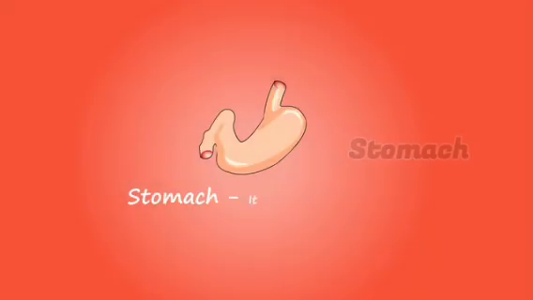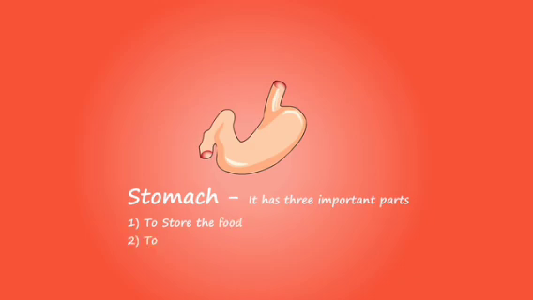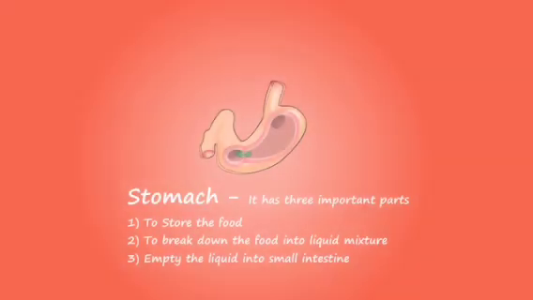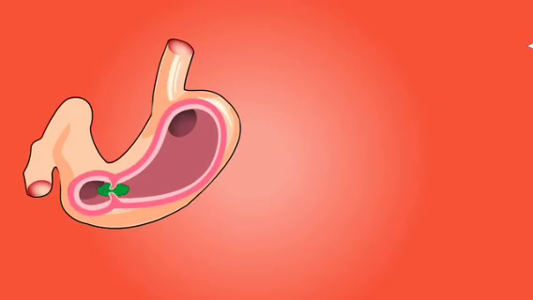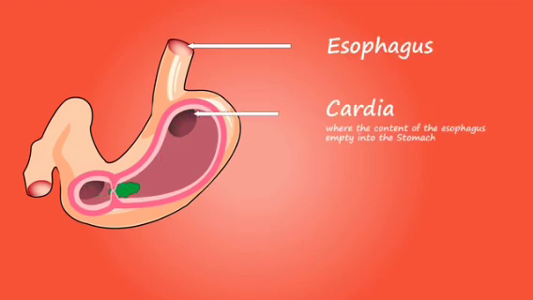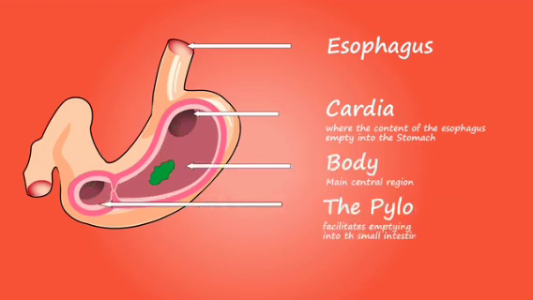Stomach. It has 3 important parts. 1, to store the food. 2, to break down the food into liquid mixture. 3, empty the liquid into small intestine. Esophagus. Cardia, where the content of the esophagus empty into the stomach. Body, main central region. The pylorus facilitates emptying the content into the small intestine.